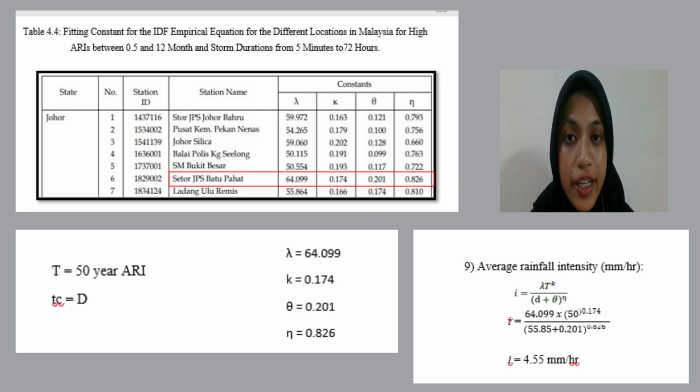For this one, it is the IDF empirical equation, or the table for the IDF empirical equation. From this table, we need to determine which station location is nearby to our project area. So we choose the JPS Batu Pahat station, which is near our project, and we can get the constants that are given. With these constant values, we can use them in the calculation of average rainfall intensity.